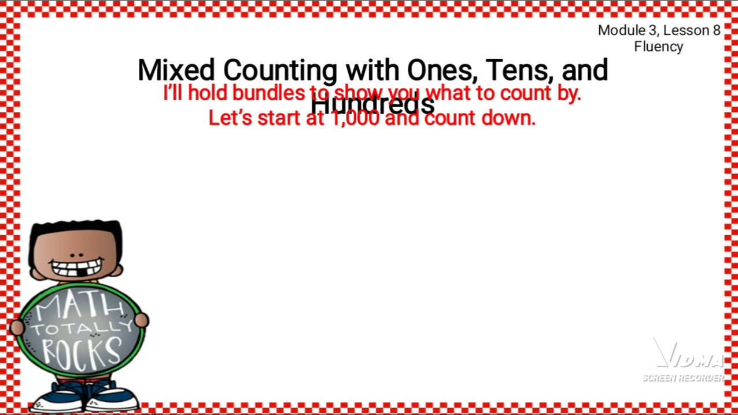So let us start at 1,000. We are going to count down. So we are counting back from 1,000. Are you ready? All right. Let's start. Now that is a bundle of 10. I want you to count from 1,000 to 940. Count with me. 990, 980, 970, 960, 950, 940. Stop.